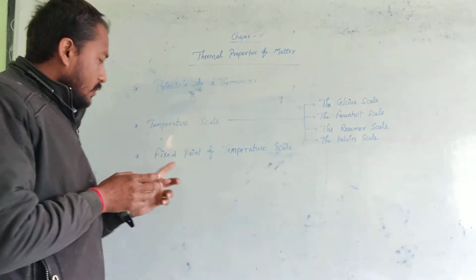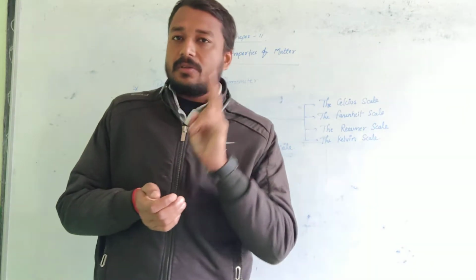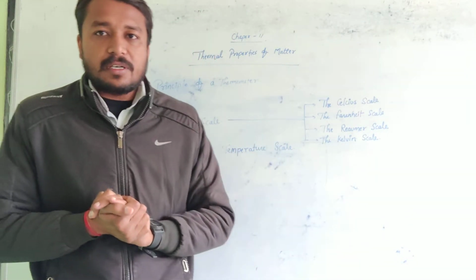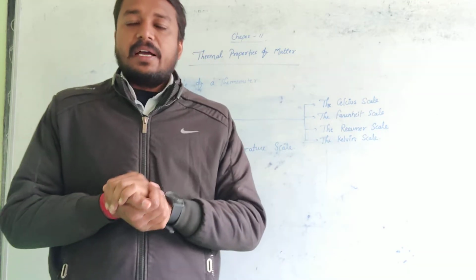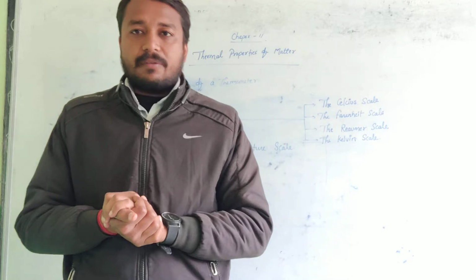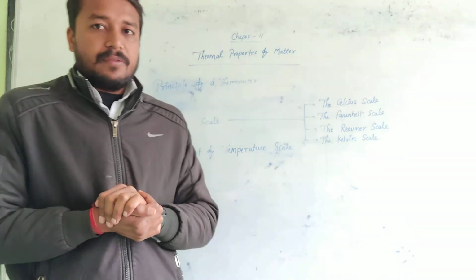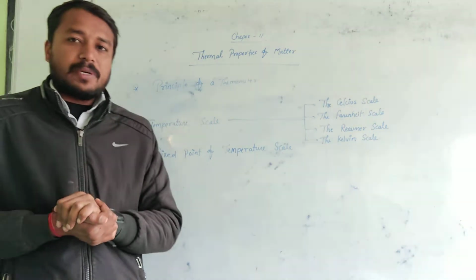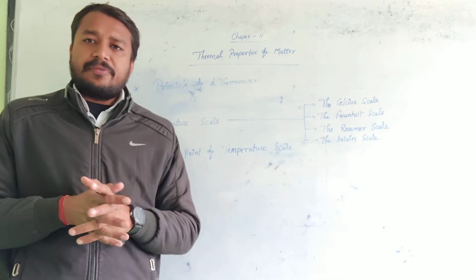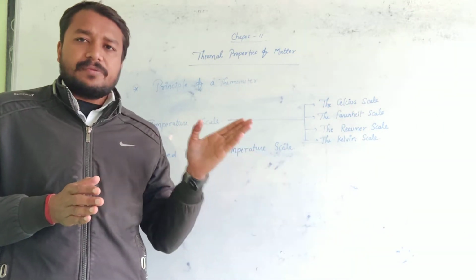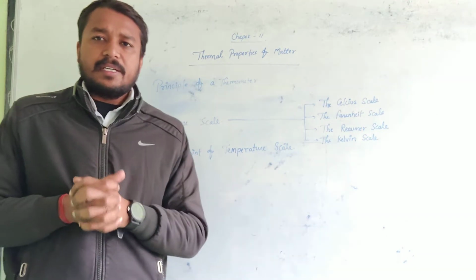There are two fixed points of a temperature scale. The first one is the freezing point of water, and the second one is the boiling point of water. As you know, the boiling point of water is 100 degrees Celsius at 1 atmospheric pressure, and the freezing point is 0 degrees C. This means the water starts freezing at 0 degrees C and starts boiling at 100 degrees C.